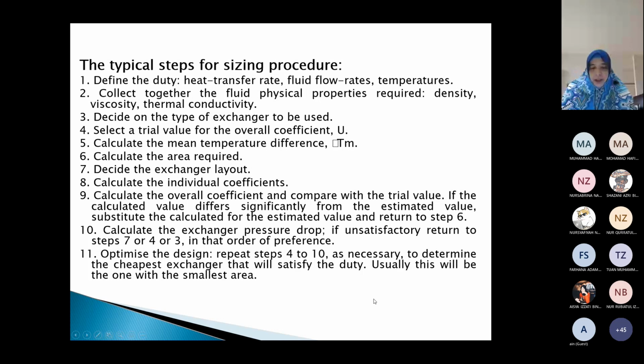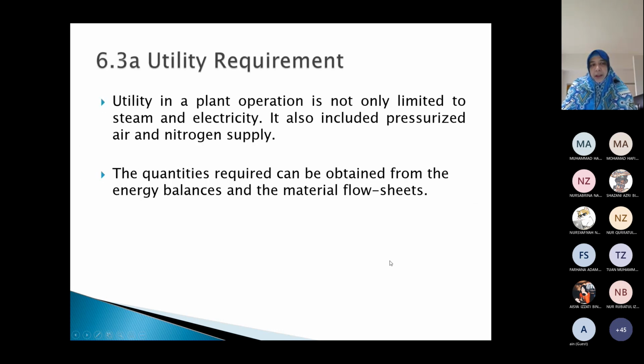And then you optimize the design. You have to do many trial values in order to get the final, cheapest exchanger that will satisfy the duty. Meaning that if you put in one, what happens in the system? If you put in two, what happens to the system? So you can calculate the amount of energy. Don't worry so much about this. If you can't do this, it's okay. But this is the information that you need to know. All right. Any question before I proceed?